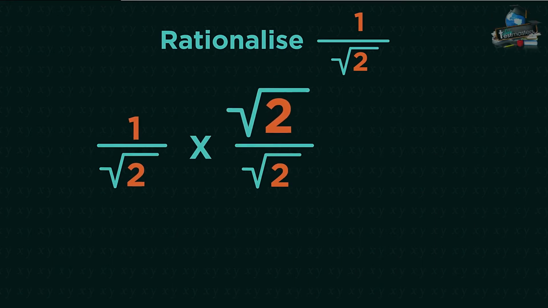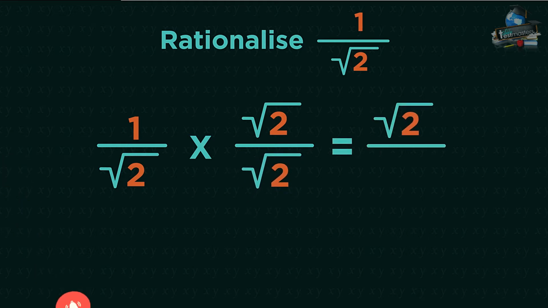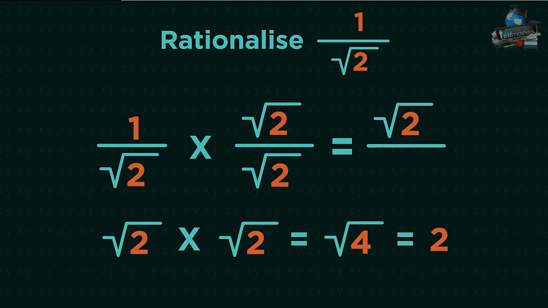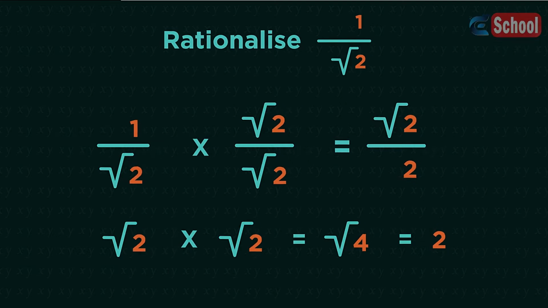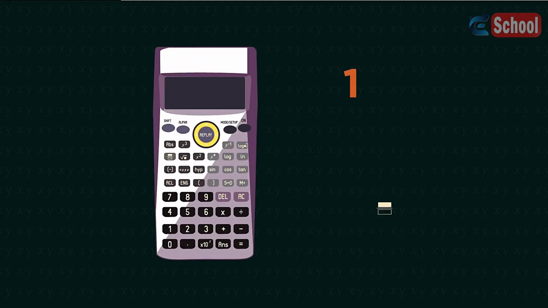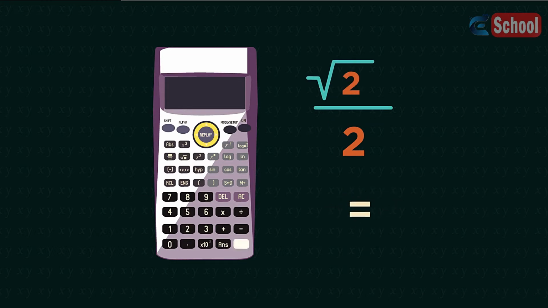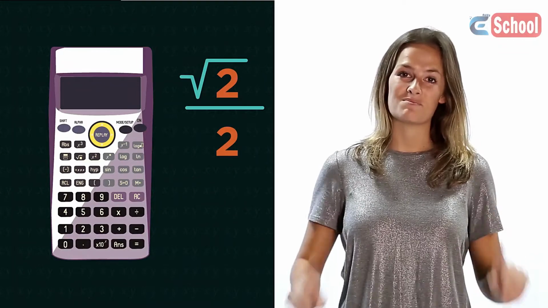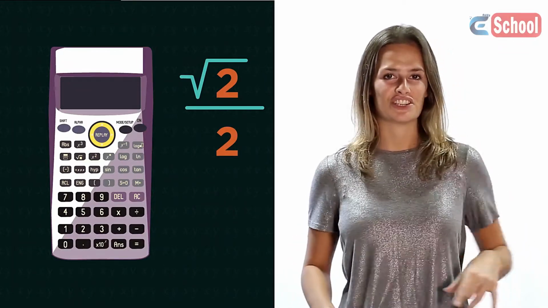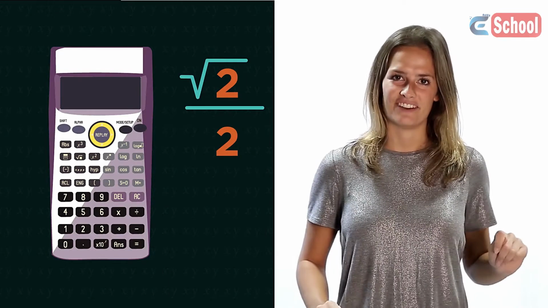Multiply both the top and bottom by the root, and we get 1 multiplied by root 2, which equals root 2, and root 2 multiplied by root 2, which is 2, because the rules of surds means that we do 2 times 2, which is 4, and the square root of 4 is 2. You can check this yourself on your calculator. Type in 1 over root 2, press equals, and the calculator will rationalise it for you. But this won't get you marks in your exams. You've got to show the working, but do use it just to check yourself.